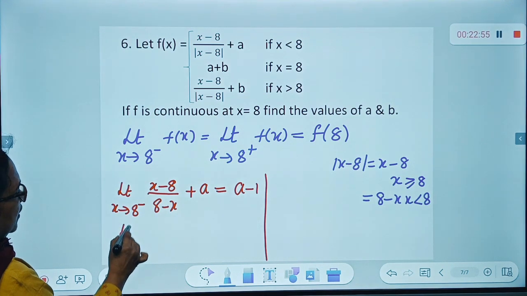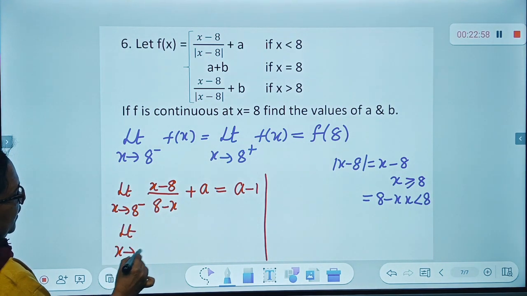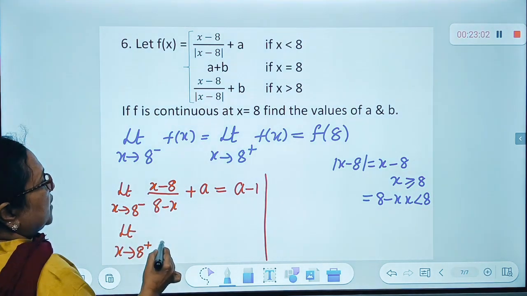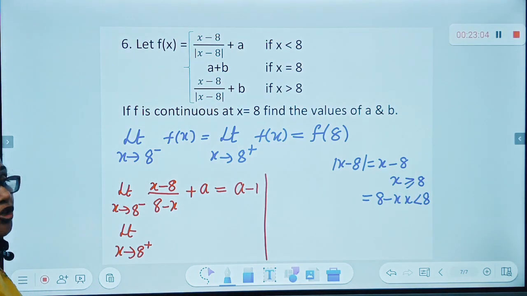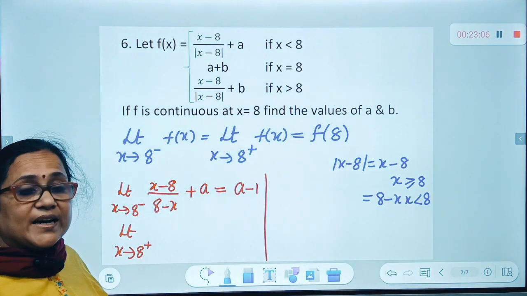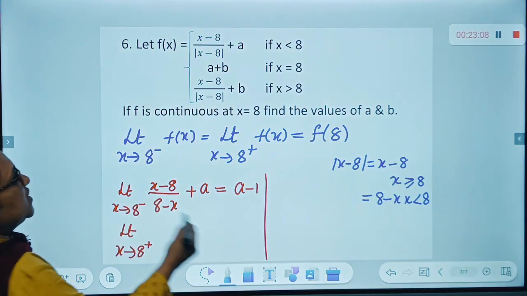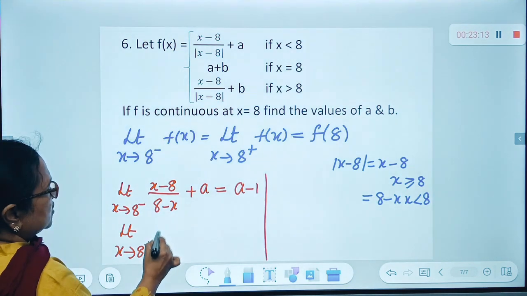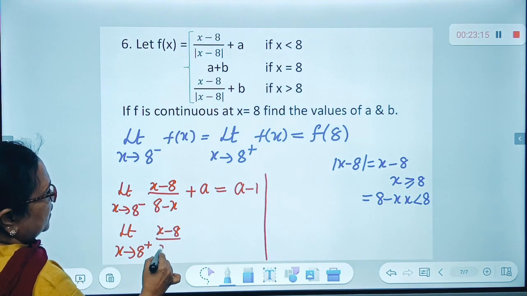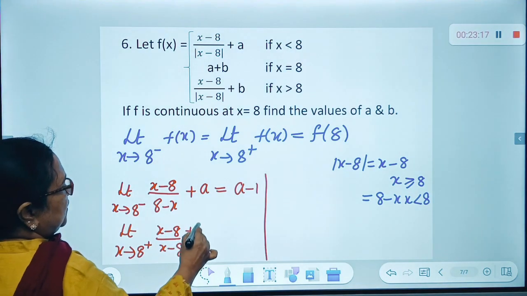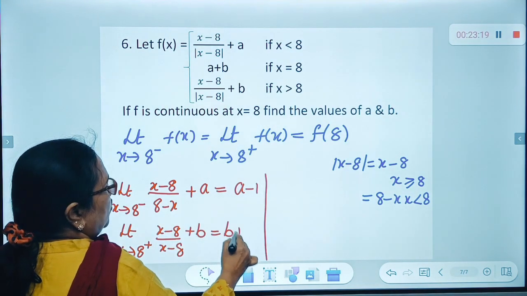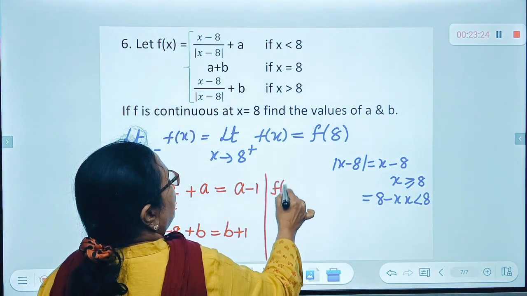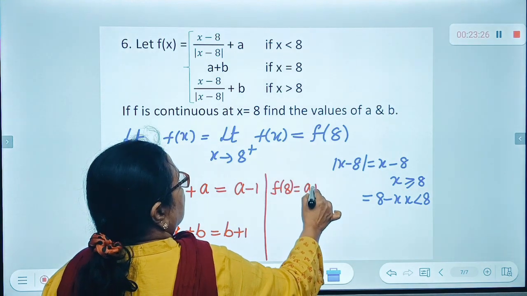What will be limit x tending to 8 plus of f of x? That means x is greater than 8. x is approaching 8 through values greater than 8. So when x is greater than 8, modulus of x minus 8 is x minus 8. So x minus 8 by x minus 8 plus b, which is b plus 1. Now what is f of 8? f of 8 is a plus b.